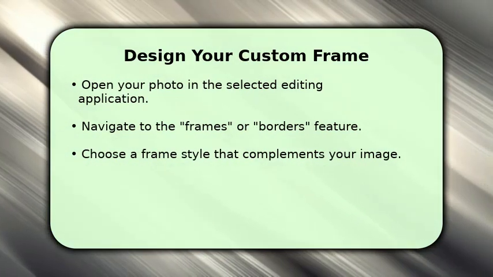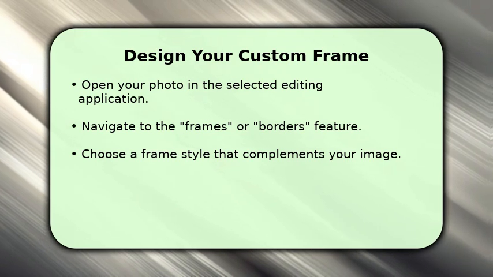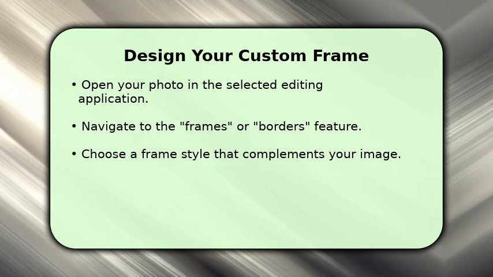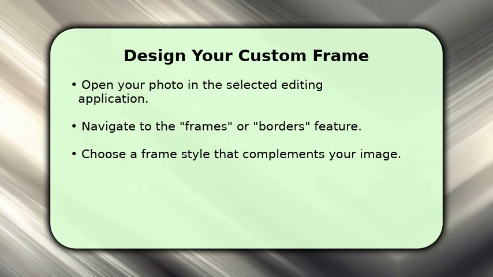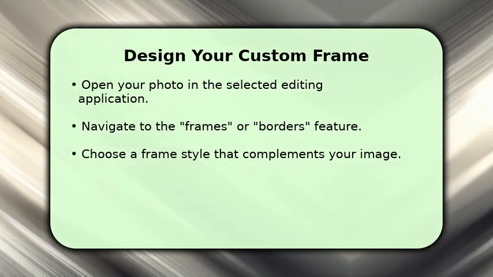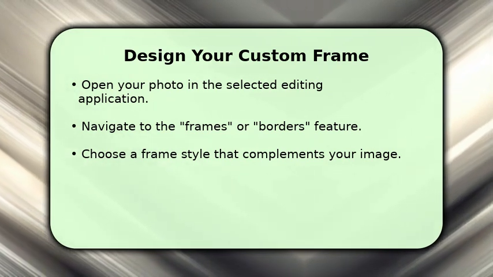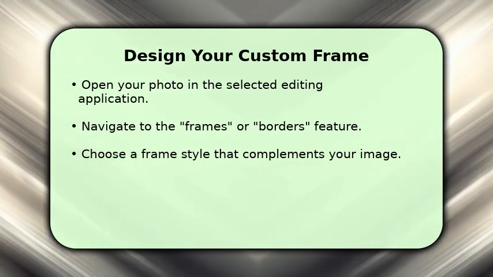Now, open your chosen photo within the editing application. Locate the Frames or Borders section, which is usually found within the editing tools. Browse through the available frame styles and select one that best enhances your image. You can often customize the frame's appearance, adjusting its thickness, color, and even its transparency. Experiment with different options to achieve the perfect look for your Instagram post.